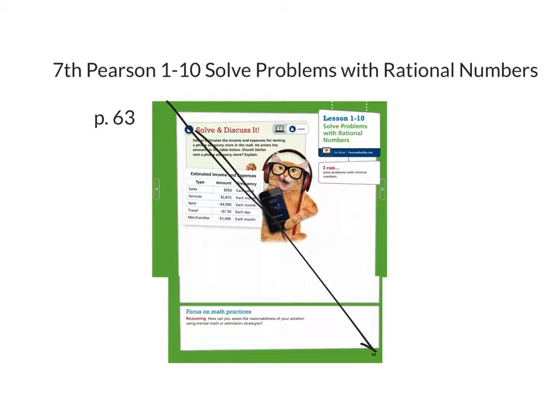Lesson 110, we are solving problems with rational numbers. So basically, we're just putting together all four possible operations, adding, subtracting, multiplying, and dividing, that we've already done separately in previous lessons.